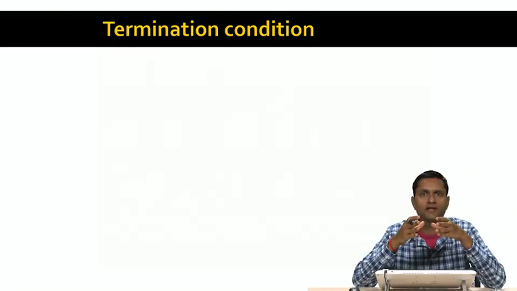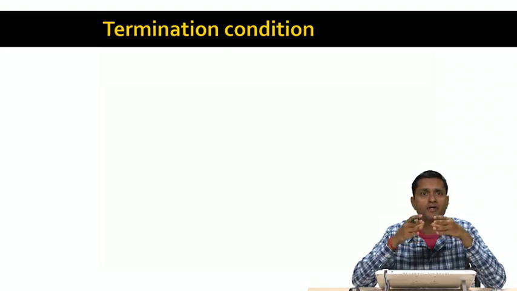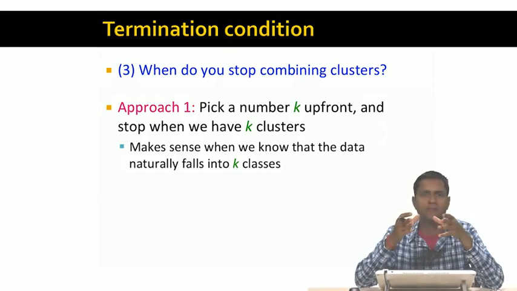So far, we've addressed the first 2 of the 3 key questions of clustering. The first being, how do you represent a cluster, and the second being how do you determine the distance between clusters. We now turn to point 3, or the termination condition. How do you know when to stop clustering and produce an output? The first approach is to pick a number k up front and stop when we have k clusters.